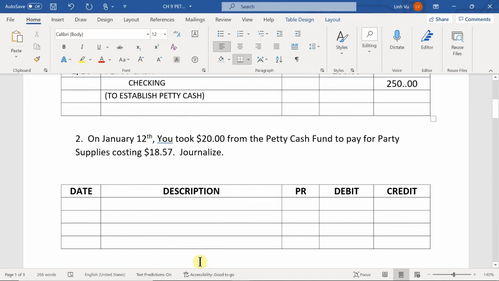Number 2 says that on January 12th, you took $20 from the petty cash fund to pay for party supplies, costing a total of $18.57. Journalize. Party supplies.